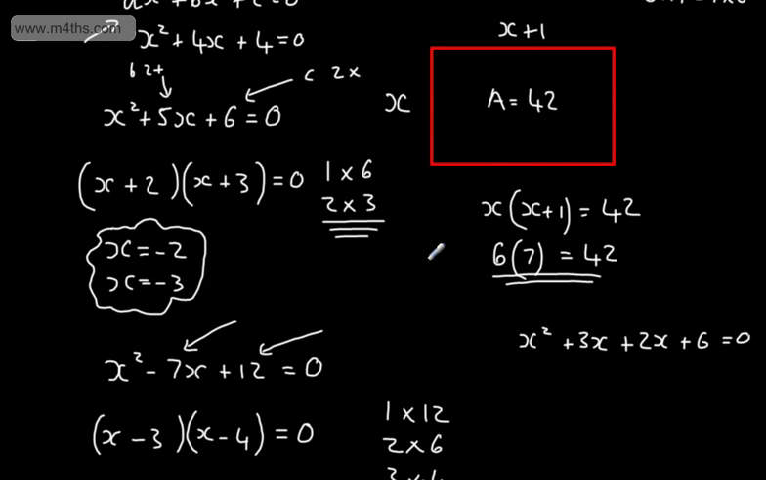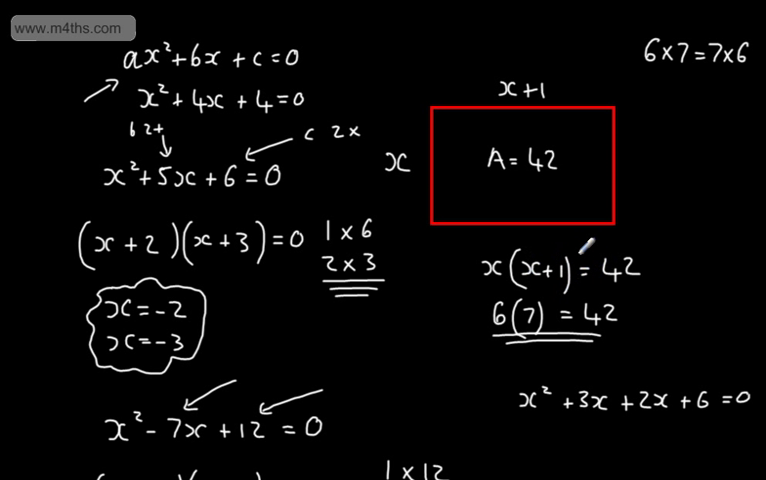So let's go back to our problem right here. This is what we've got. At this stage, it's not in the form that we would want. So what I'm going to do is try and put it in this form right here. This is the form ax squared plus bx plus c is equal to 0.